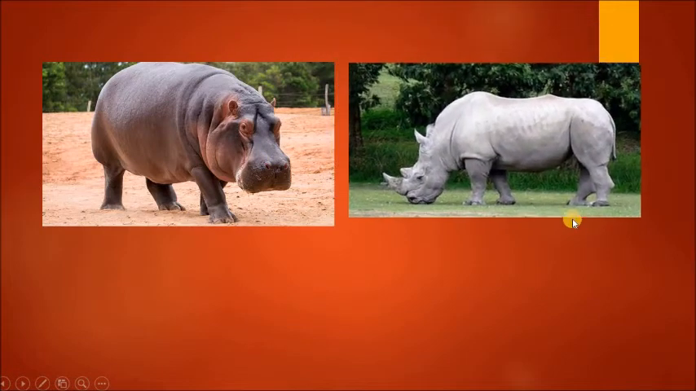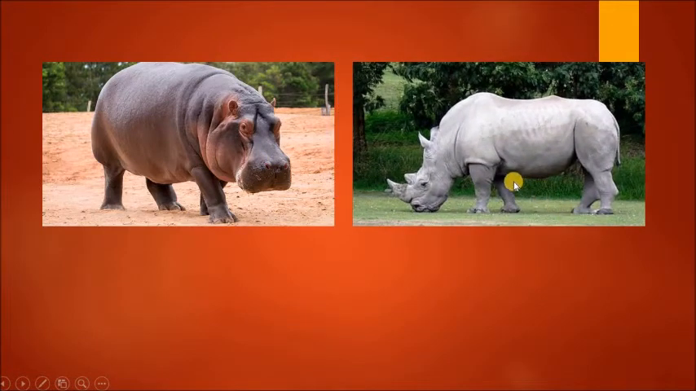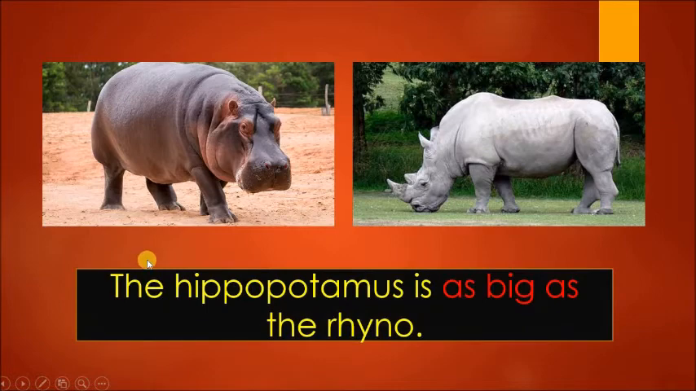In the next part, we are going to see the use of the adjective big. You know what big means. So, in this case, we are going to use this adjective using as, big, as. Let's see if the next animals share the same characteristics. So, this is a hippopotamus. The hippopotamus is big. Here we have a rhino. The rhino is big too. They are big. So, if we use the structure as big as, we have to use the positive form.